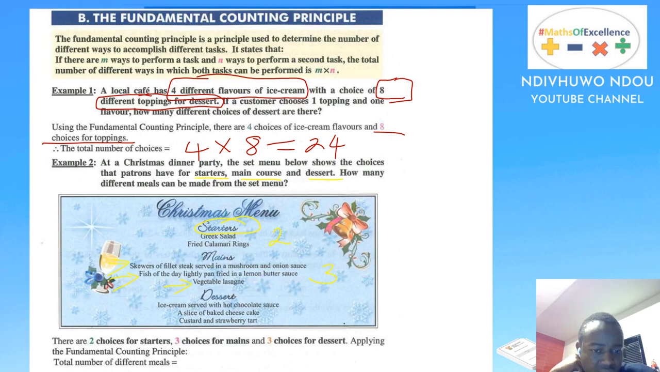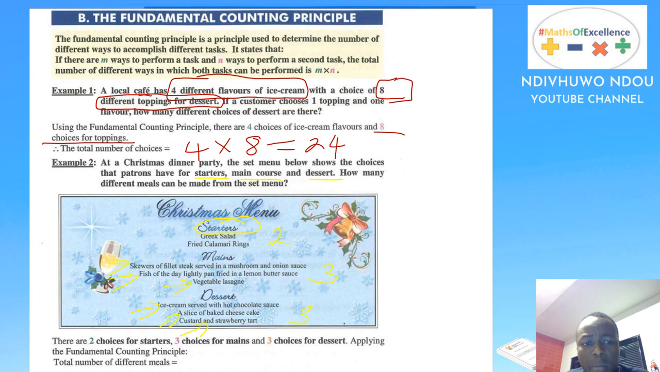You can choose ice cream served with hot chocolate sauce, the first choice. Or you can choose a slice of baked cheesecake custard. A slice of baked cheesecake, the second choice, and custard and strawberry is the third choice. So dessert we have 3 choices.